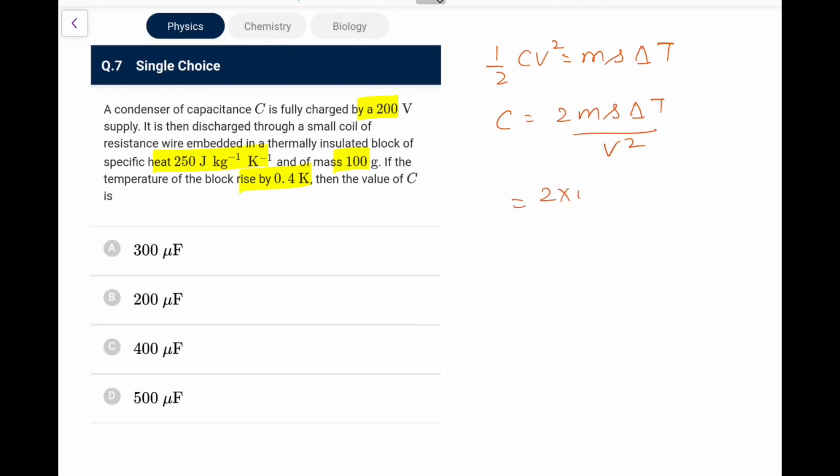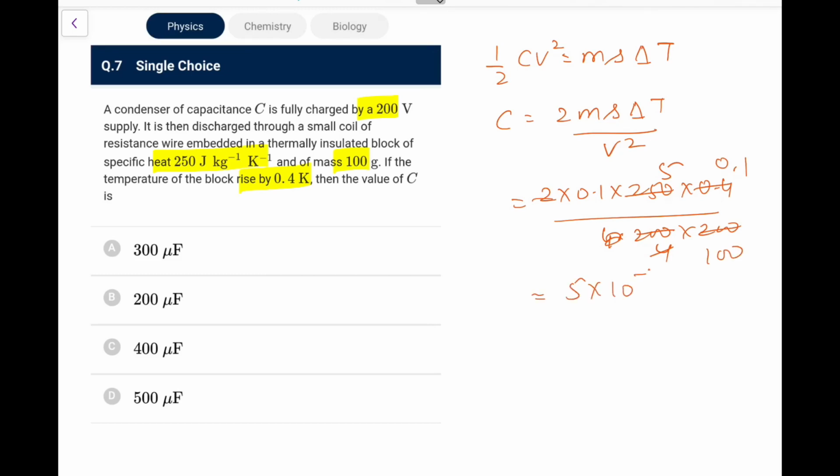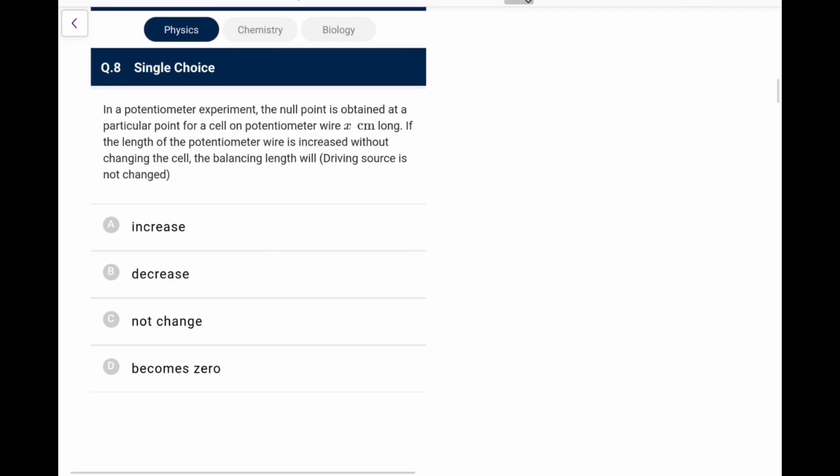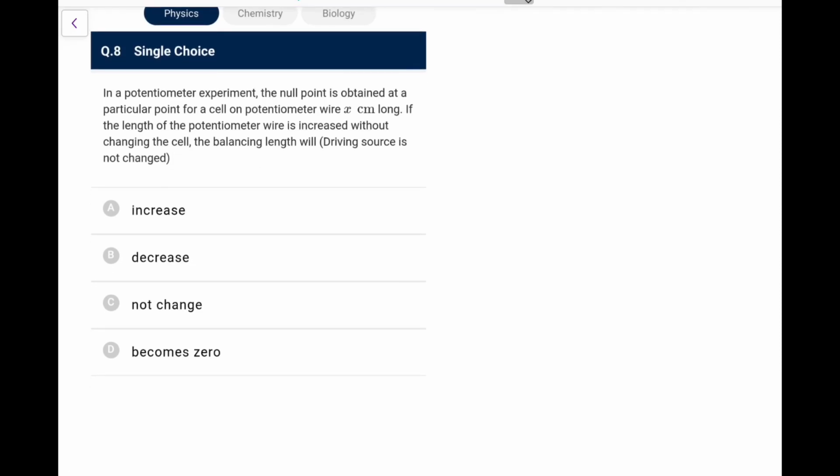So what is m? 0.1 kg I can write. s is 250, it is in SI units, delta T is 0.4 and V square is 200 into 200. So it's better to write it as 200 into 200. So this is 5 by 4, this is 0.1, this is 200, this is 100. So what we have is 5 into 10 to the power minus 4, I suppose, that is 500 microfarad. That is the value of the capacitance that I am getting from this data. Option D.